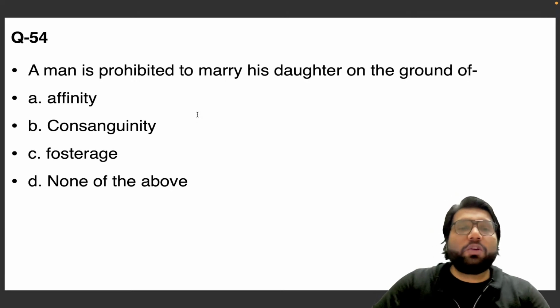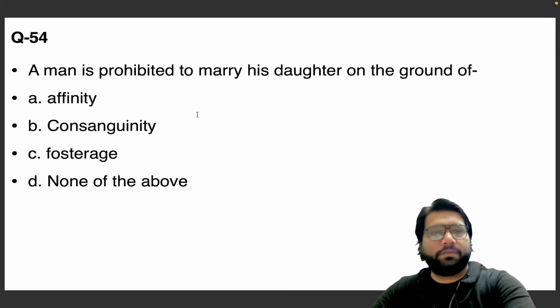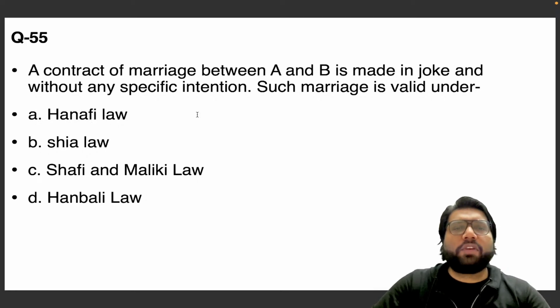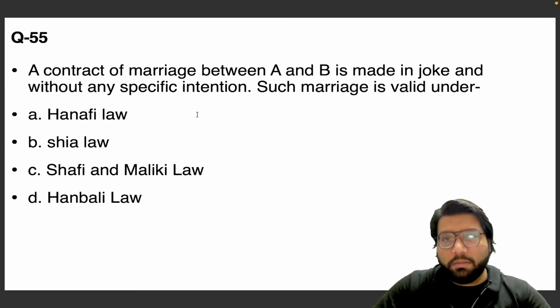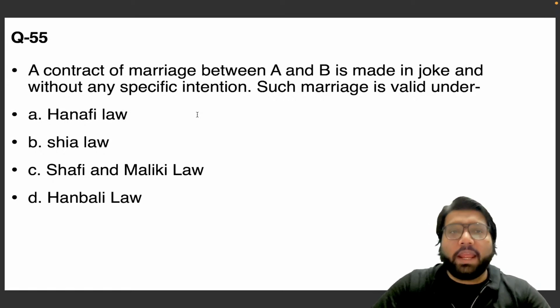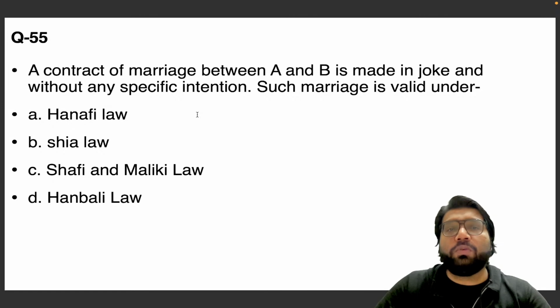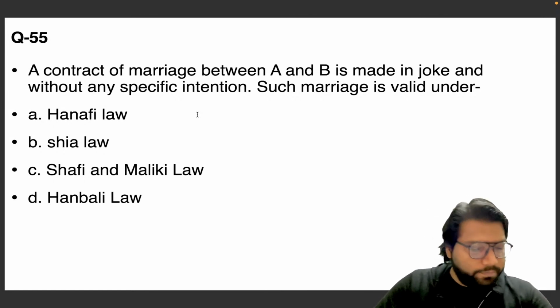That is B, consanguinity. A contract of marriage between A and B is made in joke, and without any specific intention. Such marriage is valid under which law? अगर मजाक मजाक में भी आपने कॉन्ट्रैक्ट किया निकाह का, तो उस निकाह को वैलिड माना जाएगा कौन से लॉ के अंडर?